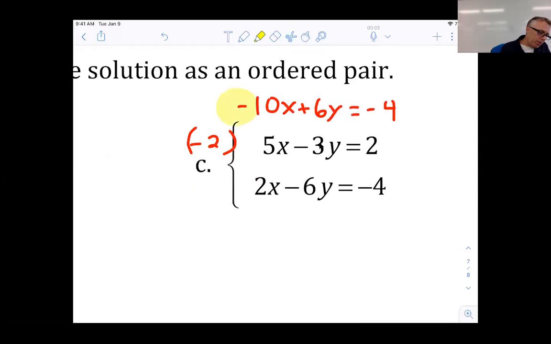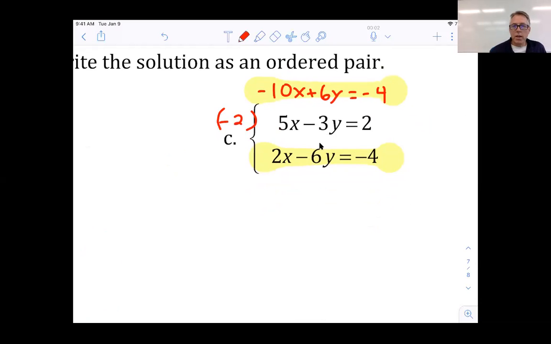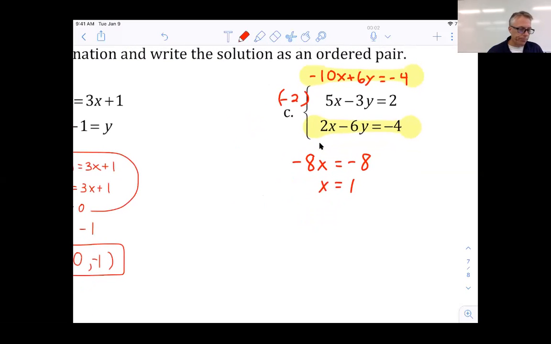And so now I'm going to use this equation and this equation. I'm going to add those two together to eliminate the y's. So if I'm simply adding down in my 3 columns, I have -8x, 6y minus 6y cancels. And remember, -4 and -4 is going to be -8. And so x comes out to be 1. Halfway home.